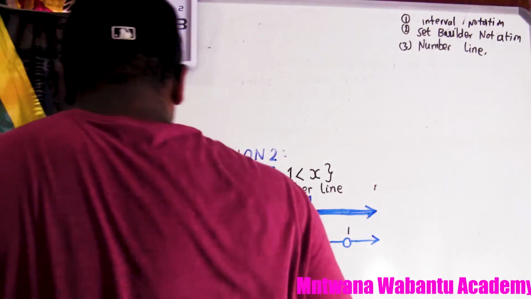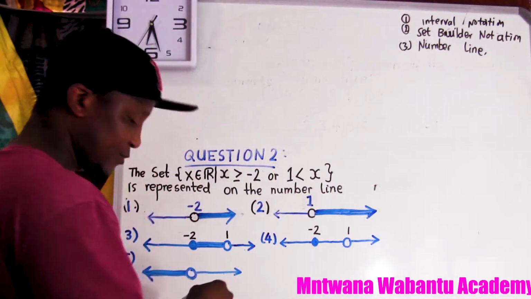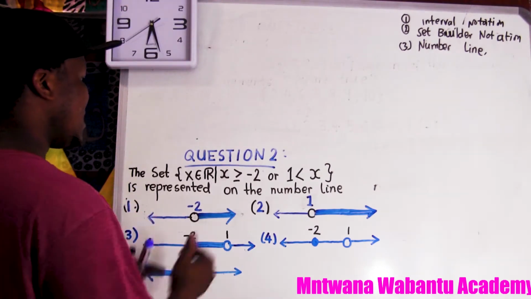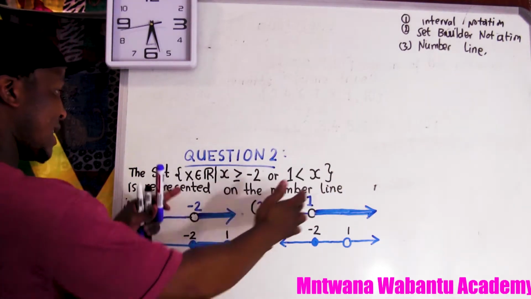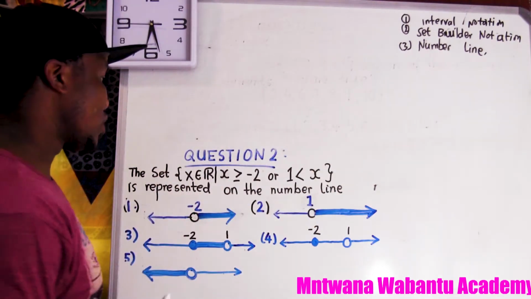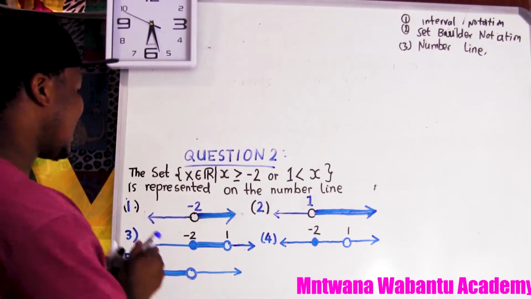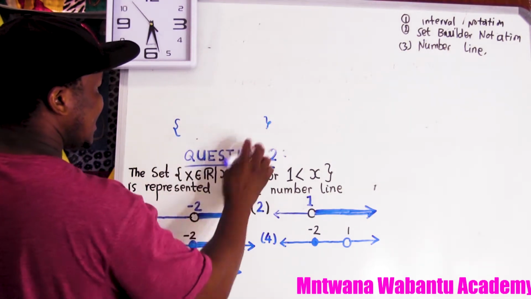Now let's see how we do it. For example, this form here is set builder notation. This is set builder notation form. You see, there's a builder here. See, this bracket is set builder notation.